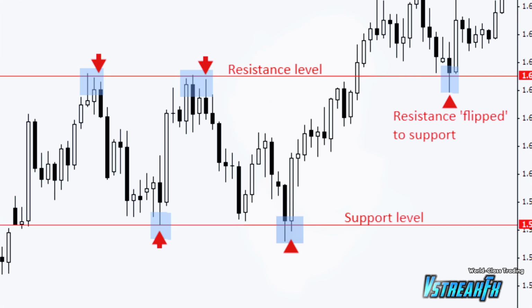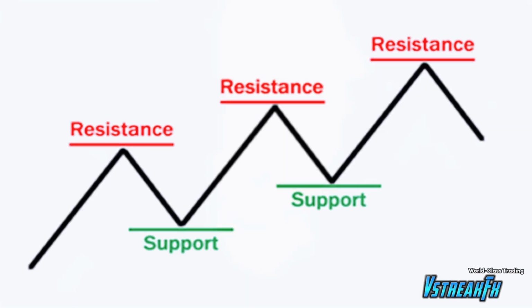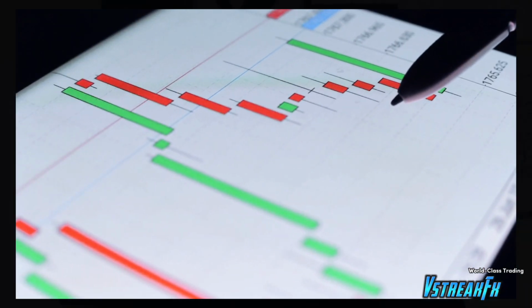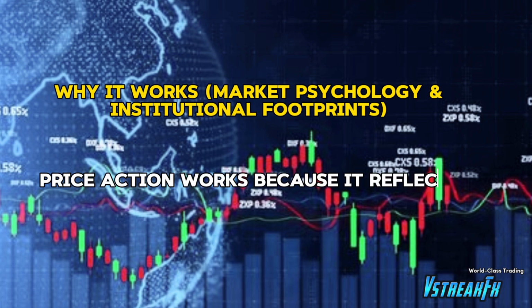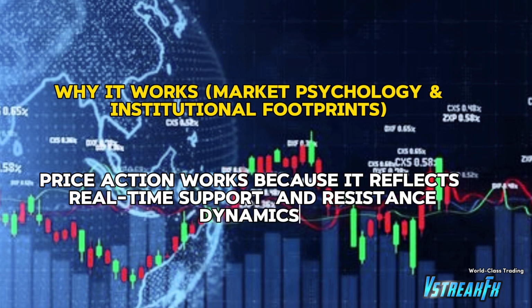You can see the support where the price is rejecting from. You can be able to see the resistance. You can be able to read the trend without having any indicator to tell you that yes, this is a bullish trend or this is a bearish trend. Why does this pure price action work more than an indicator? Price action works because it reflects real-time support and resistance dynamics.